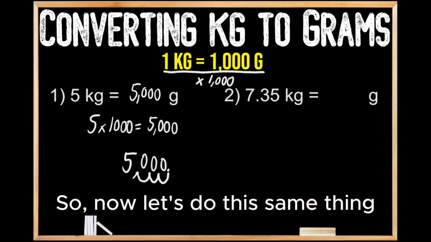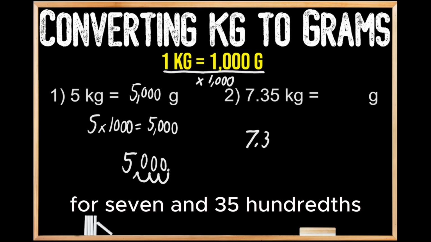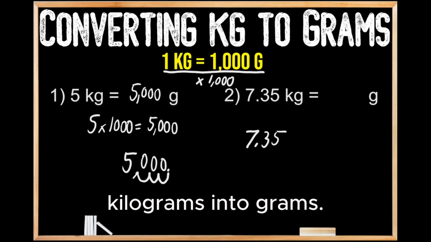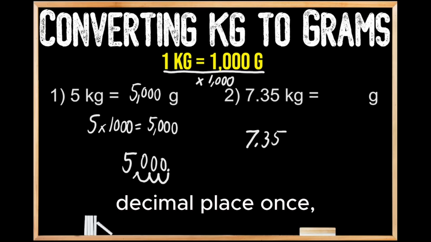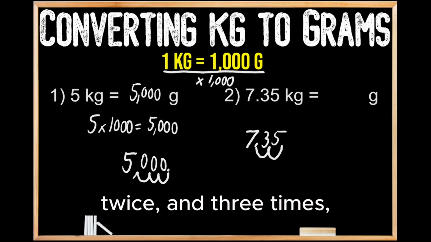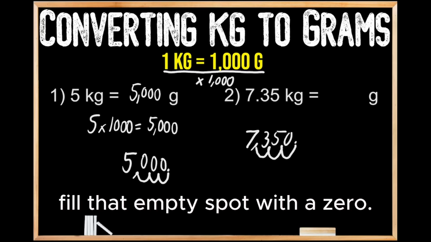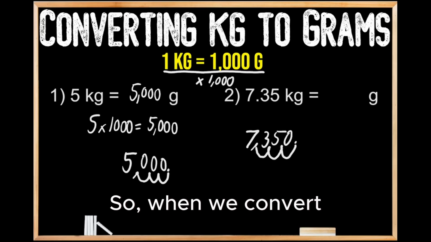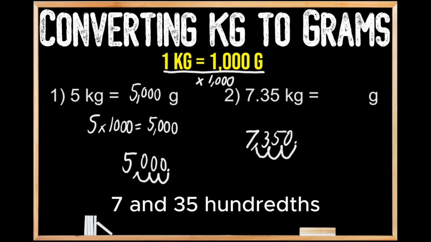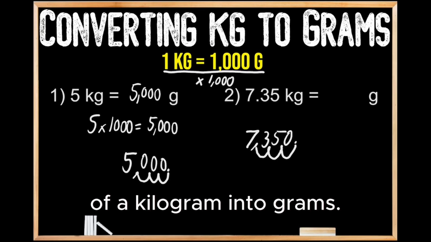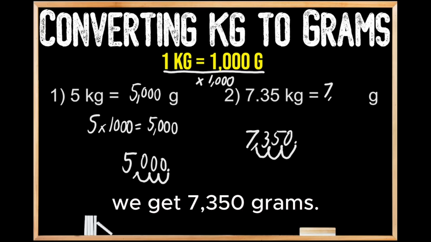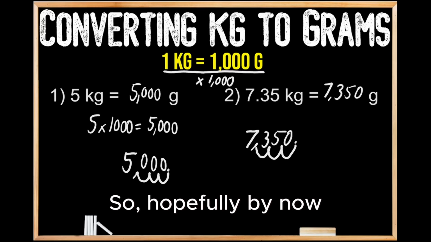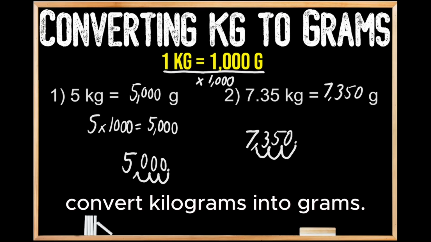So now let's do this same thing for 7 35/100ths to convert the kilograms into grams. We're going to move the decimal place once, twice, and 3 times, and then we're going to fill that empty spot with a 0. So that gives us 7,350. So when we convert 7 35/100ths of a kilogram into grams, we get 7,350 grams. So hopefully by now you understand how to convert kilograms into grams.